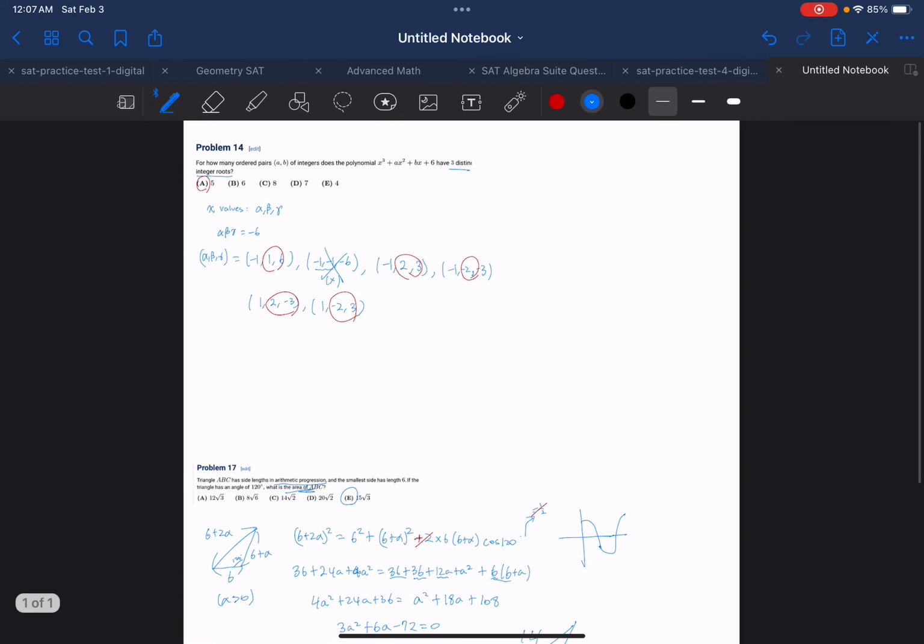So we quickly went over these two problems. I will go over more questions of the AMC 12B 2023.